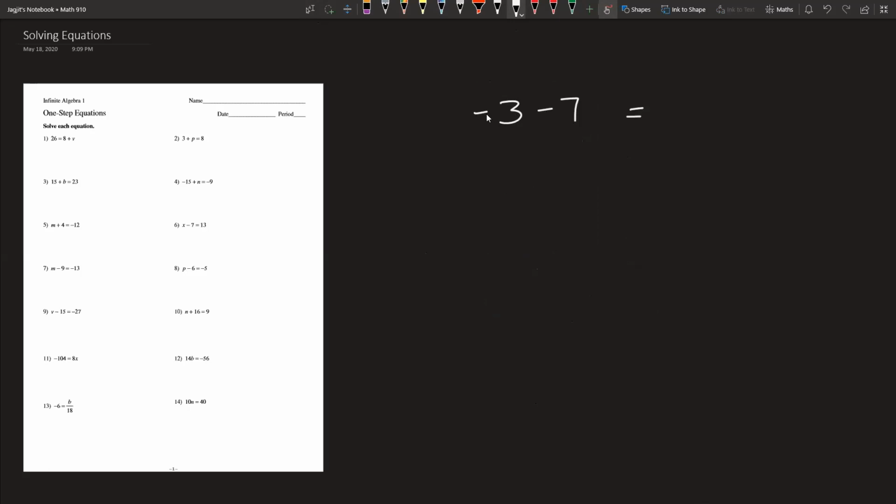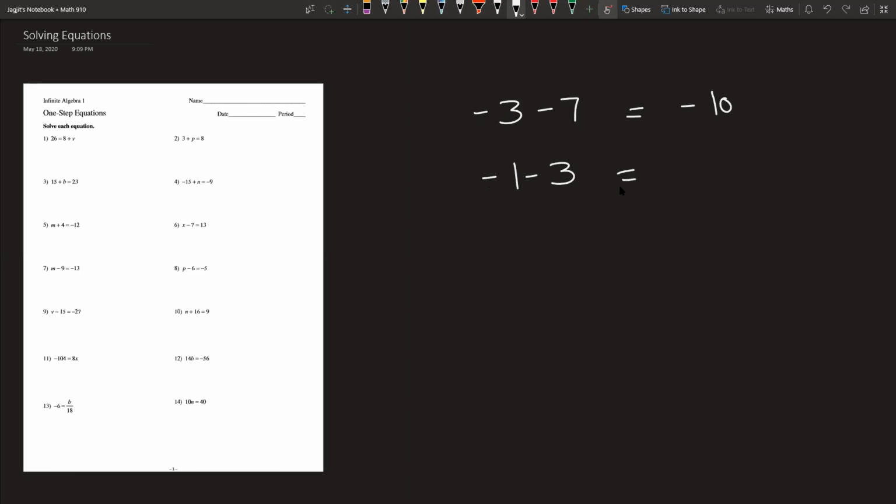Tell me, are these the same signs? Do both of these have same signs? Yeah, they do, right? Whenever both the numbers have the same signs, all you do is you add them. What's 7 plus 3? 10. And then what's the sign of the bigger number? Negative. You just put the negative in front. Okay. So let's practice this once more.